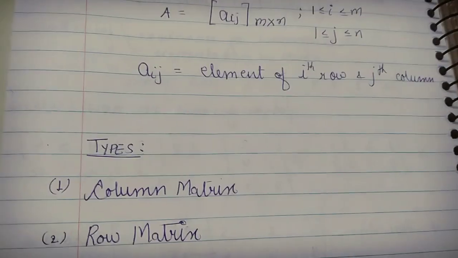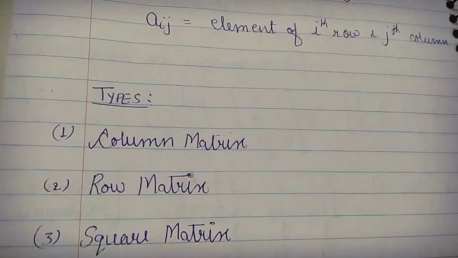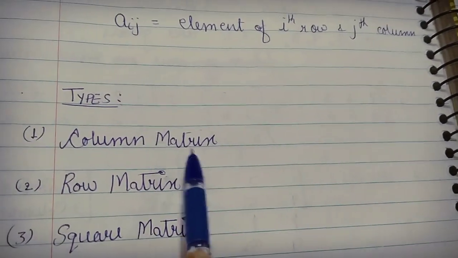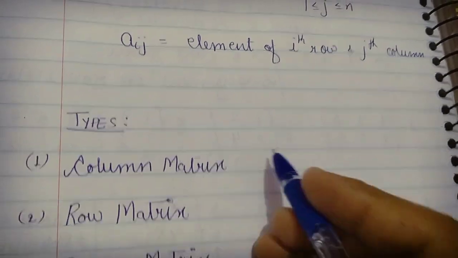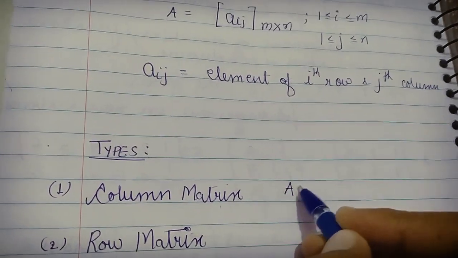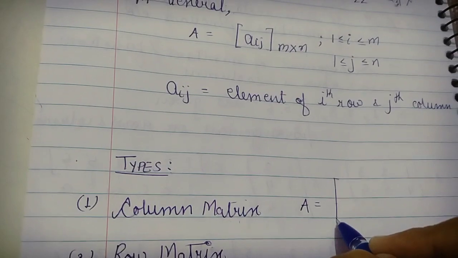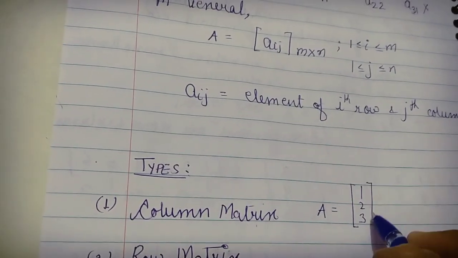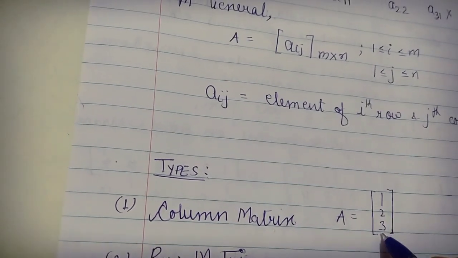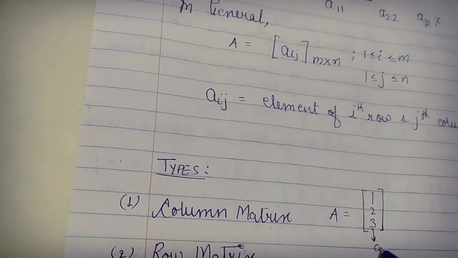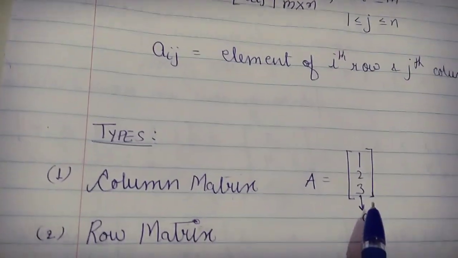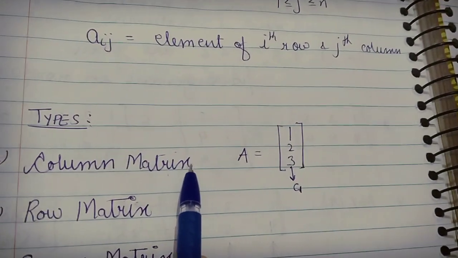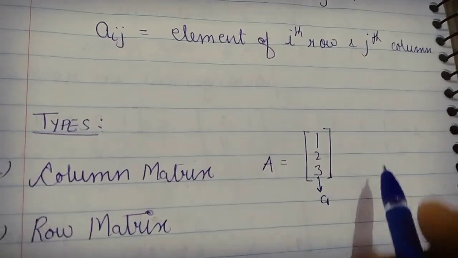Now the third point, that means types of matrices. The first type is column matrix. नाम से ही क्लियर है, it's a column matrix. That means in this matrix we must have a single column, only a single column, not more than one column lie in column matrix. That means a column matrix is a matrix in which single column exists.